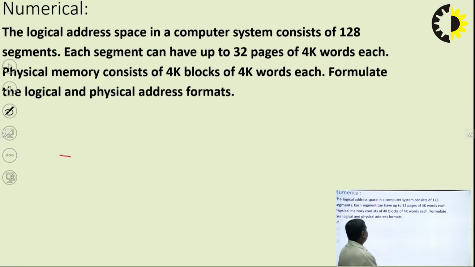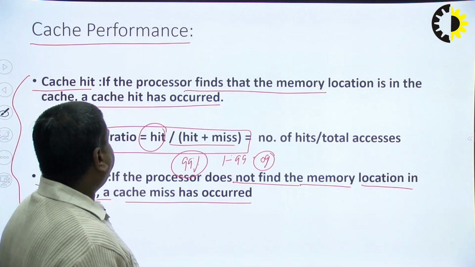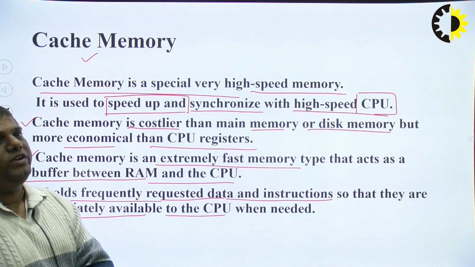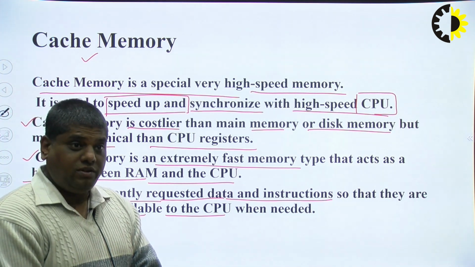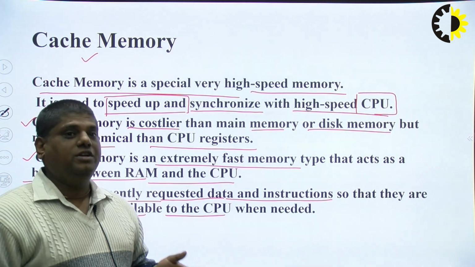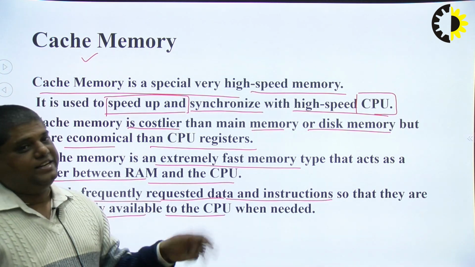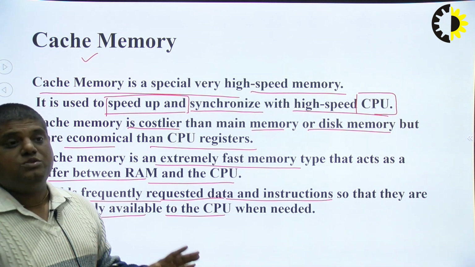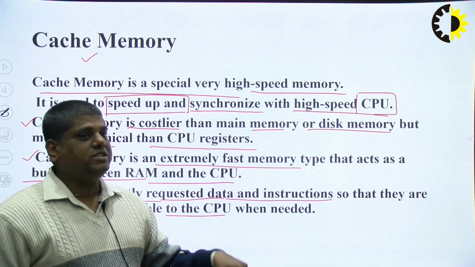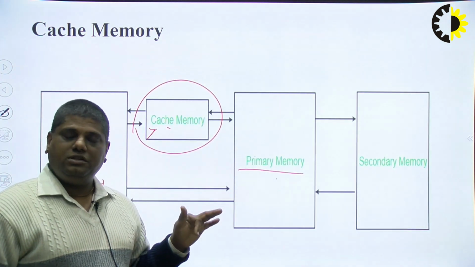And now we conclude all this cache mapping, and in the next lecture I am going to solve some numerical examples. First, here we explain what cache mapping is. Cache memory is very fast, and economically it is also good. Cache is used to speed up the processor, and cache also provides the data and instructions to the CPU when required. Cache is costlier than RAM, but cache is much more economical than registers. Those are some main important features of the cache.